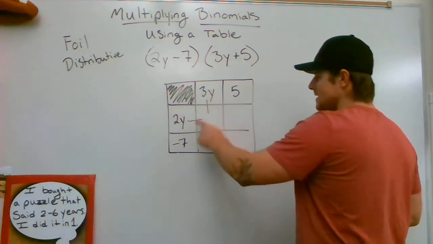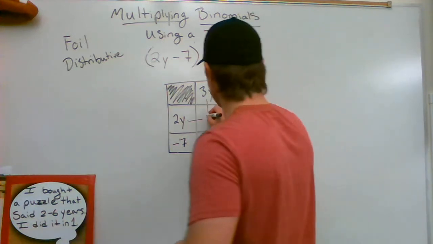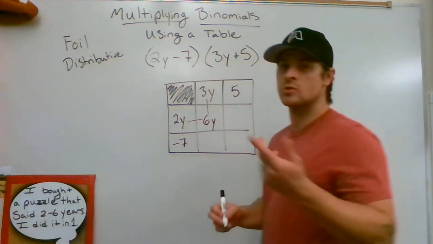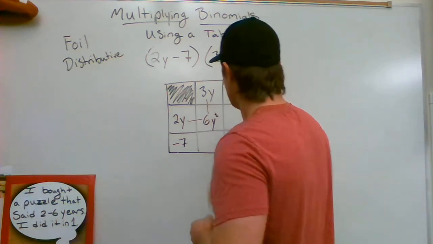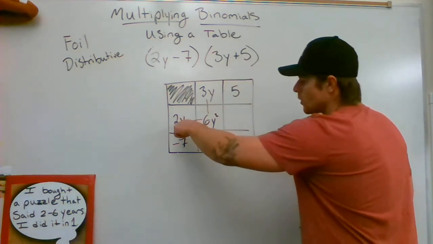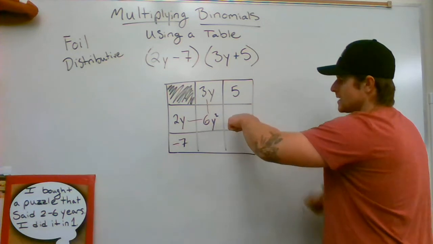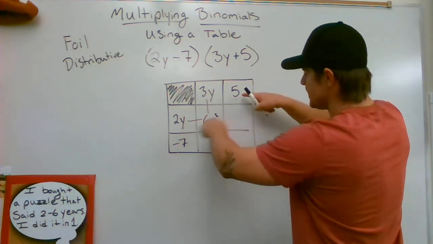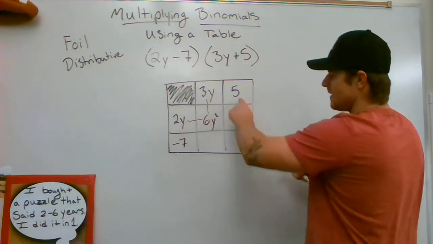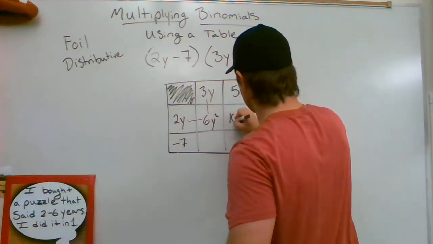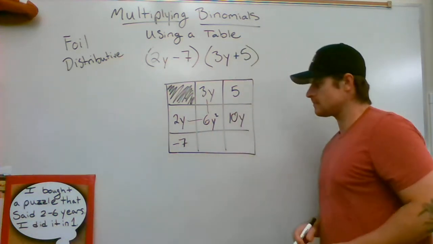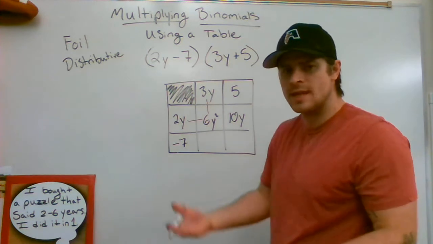So 3y times 2y is going to give me 6y squared. Now, if I went one more over with this 2y to this box, and I went one down with the 5, these two would meet, and 5 times 2y would give me a 10y. And we just continue with that pattern.